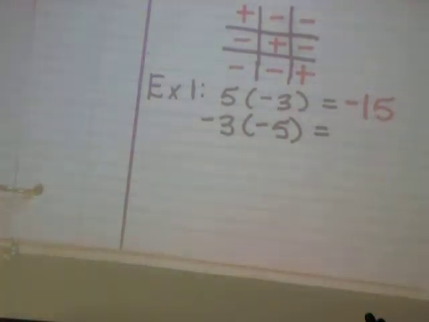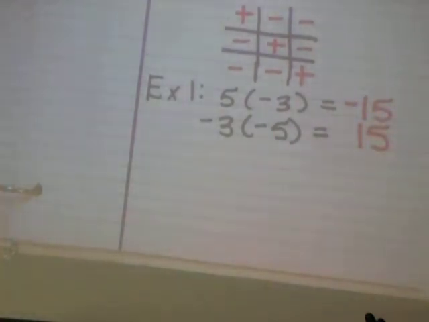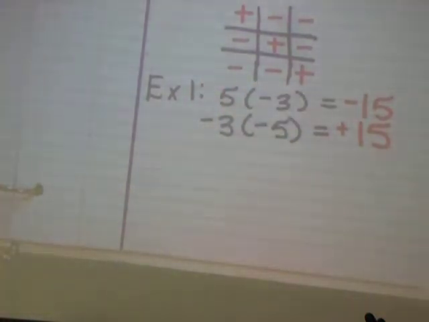Example 2. -3 times -5. 3 times 5 is 15. See, I just ignored the signs altogether, and I just did the 3 times 5. I just did the math. Ignore the signs, do the math. 3 times 5 is 15. Then I go back and I look at the signs. The signs are the same, so it's a positive 15. Again, negative times a negative is a positive. When the signs are the same, it's a positive answer.